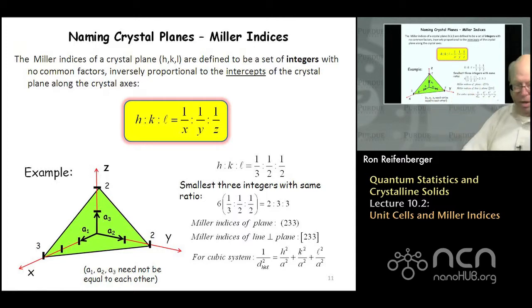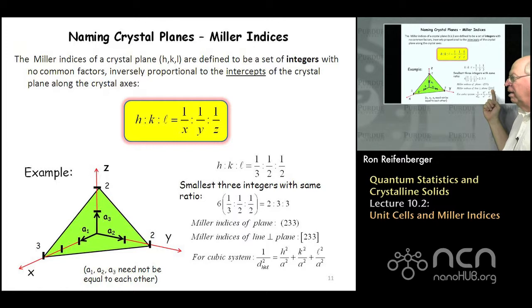One of the virtues of the Miller indices is that you can also specify a line perpendicular to the plane by using the same Miller indices. So if you want to draw a line perpendicular to this plane, if you want to specify that line, what you tend to do is put these Miller indices inside of square brackets.